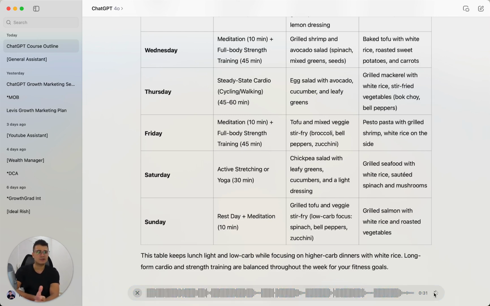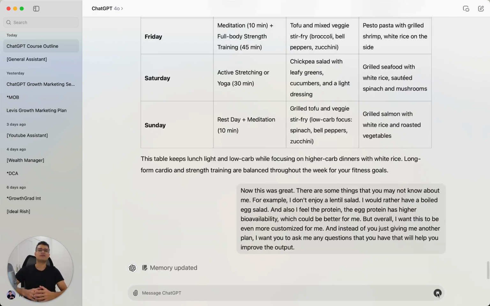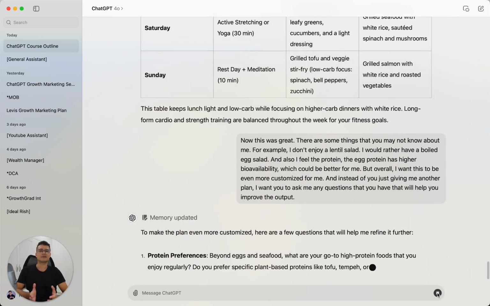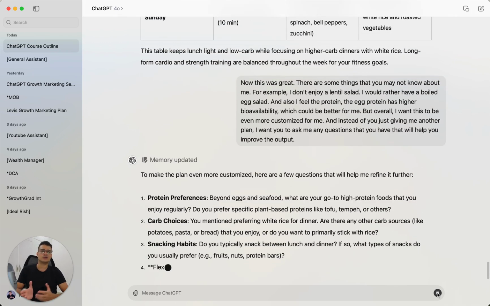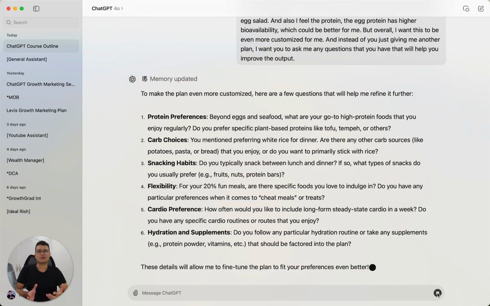So that's the keyword here. Ask me any questions that will help you improve the output. If you don't know how to prompt ChatGPT, this is a great question to ask. You can actually not even take this course and just ask ChatGPT what you should know about prompting ChatGPT. Sometimes the answers could be under-optimal, but at the same time, it's going to give you enough information to get started with. So now we're going to make it even better.